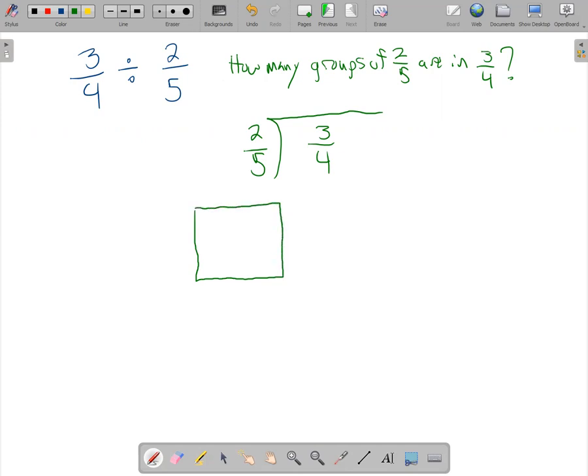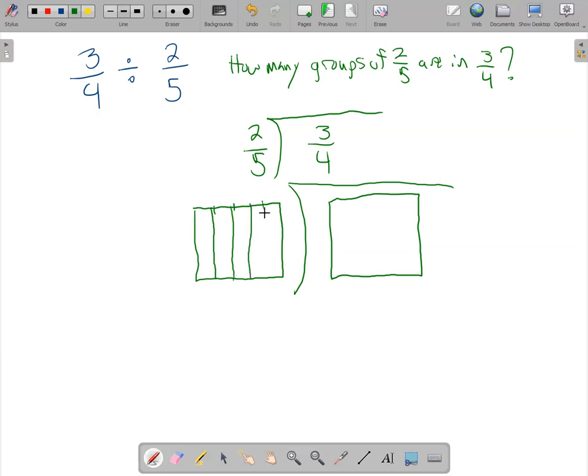So here's my hole for 2/5. I want to draw a matching hole. 3/4, close enough. Draw the long division box around that. My 2/5, okay, fifths. Let's see, a quarter would be about there. I think a fifth's about that big. Not too bad, a little smaller, that big. That's not bad. All right, so I want 2 of those fifths.